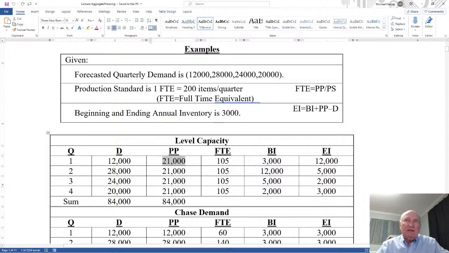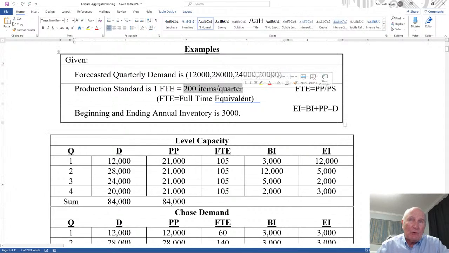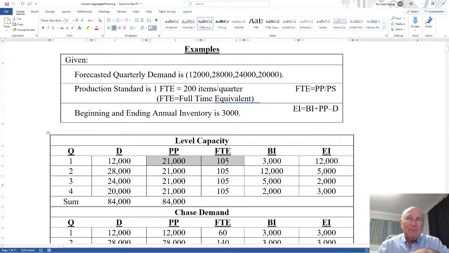But if our production plan is 21,000 and 1 FTE produces 200 items every quarter, then if we take 21,000 and divide by our production standard, we're going to come up with 105 FTEs. So the FTE we need is the production plan divided by the production standard. 21,000 divided by 200 is a capacity of 105 FTEs. So these FTEs define a level capacity aggregate planning strategy.